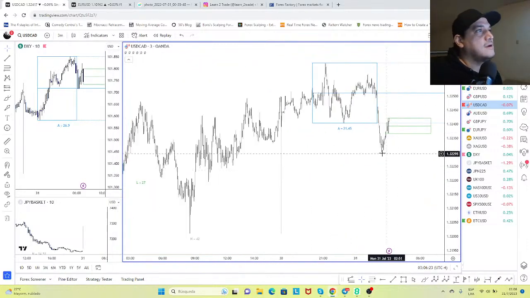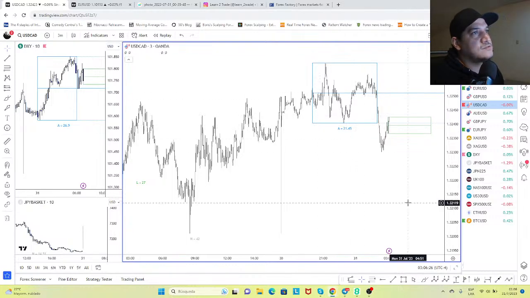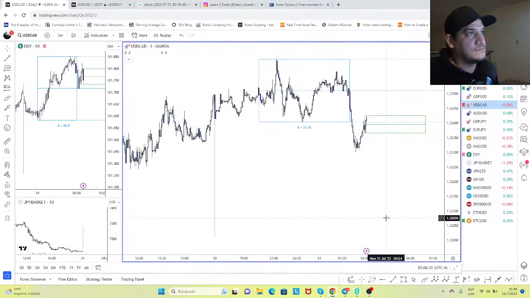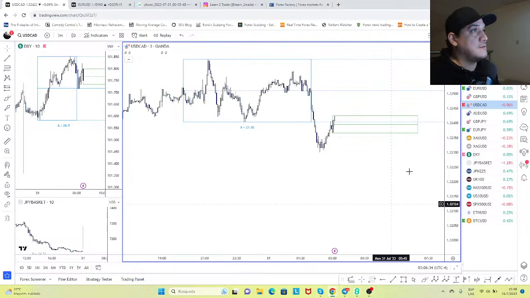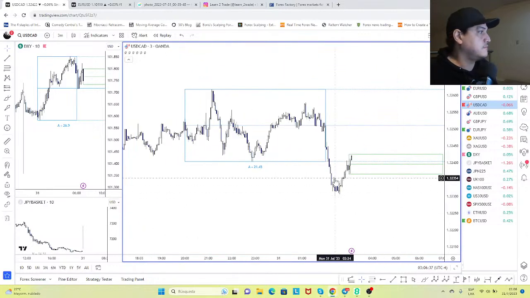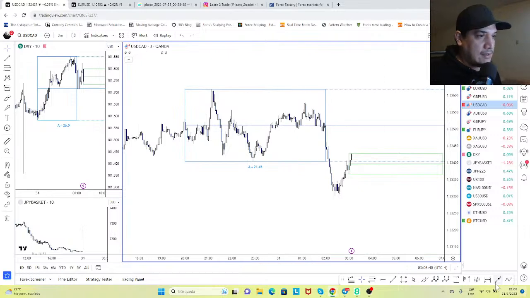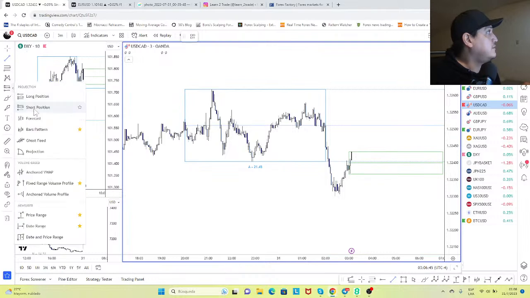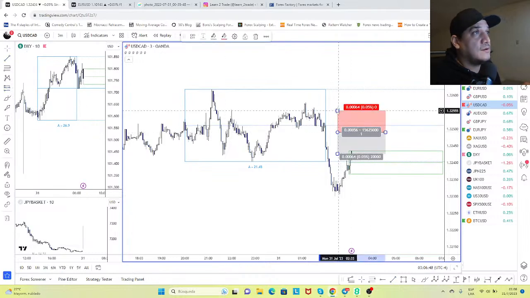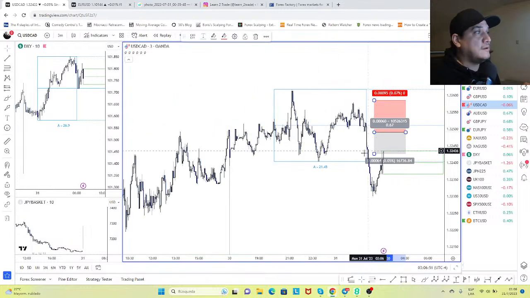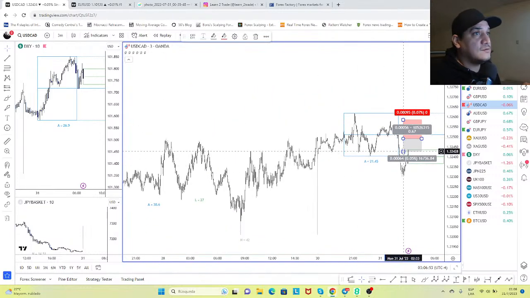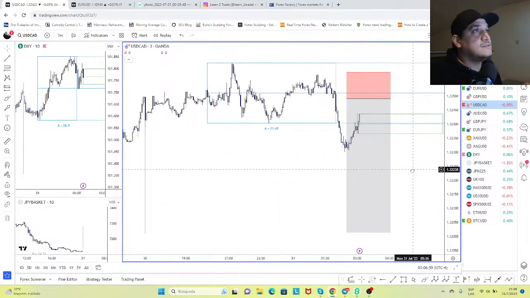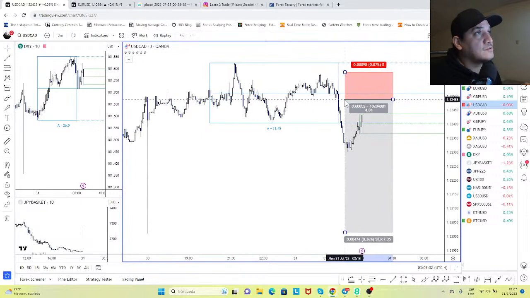This is a very clear break of the structure and low. I love this setup. I dig it. Can you dig it? All right, so let me just move all the drawings here. No, I'm actually going to go just here at the breaker. Boom. And I'm targeting the very lows of the move right here. That's a 5R. That's fine. Let's see if we can get triggered on this first trade.